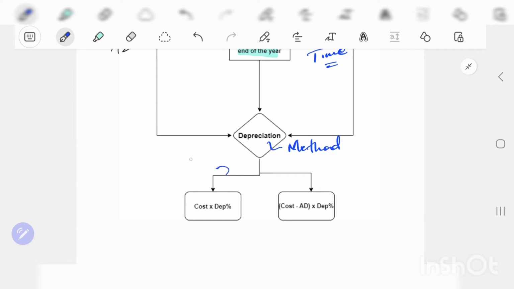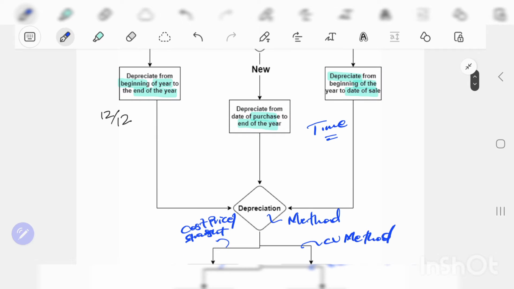If the cost price method, also called the straight line, was used, it means that you are going to say cost multiplied by the depreciation percentage. The carrying value method says we should take the cost minus accumulated depreciation and then multiply by the depreciation percentage. And depending on when the asset was bought or sold, you should also include the number of months, as discussed above.